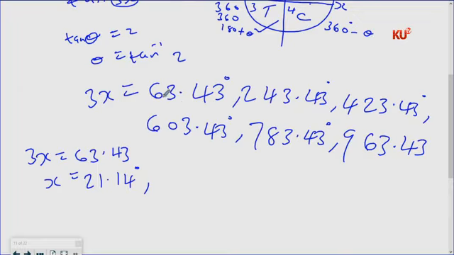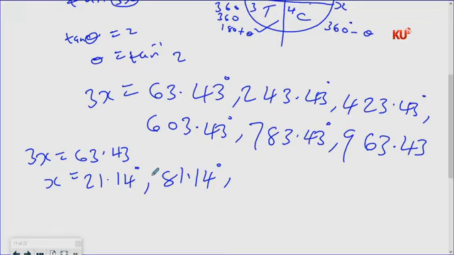So in short, what we are doing, to get the values of x, we have to divide these values by 3. Where is this 3 coming from? It's coming because we have this 3x here. So to get x, you divide both sides by 3. So we have to divide these values by 3. Let's try to do that, learner. 243.43 divided by 3, you'll get 81.14 degrees, of which we are still within the limits given.